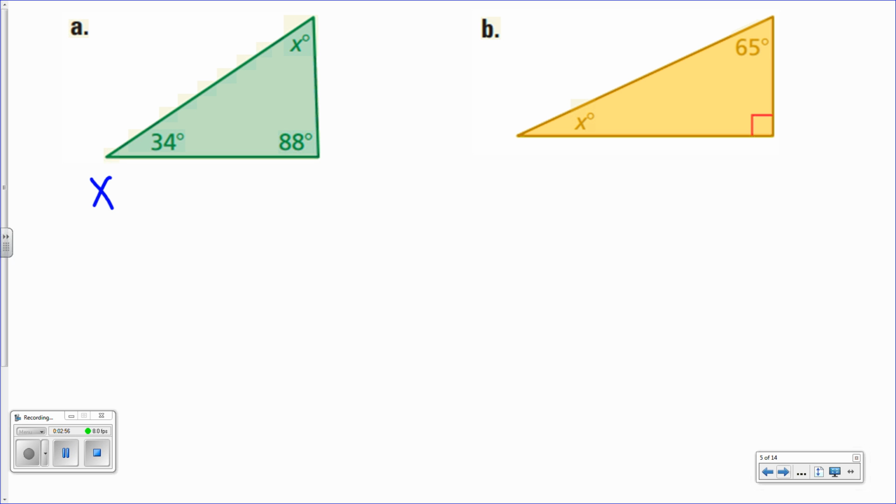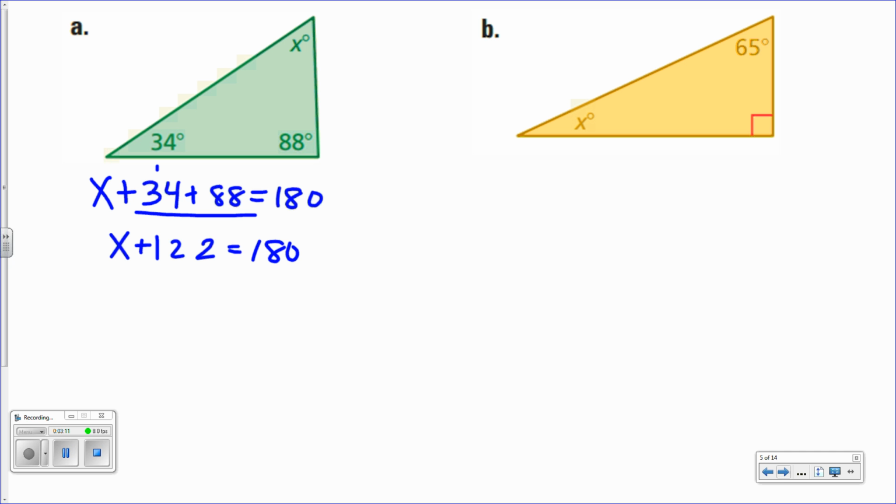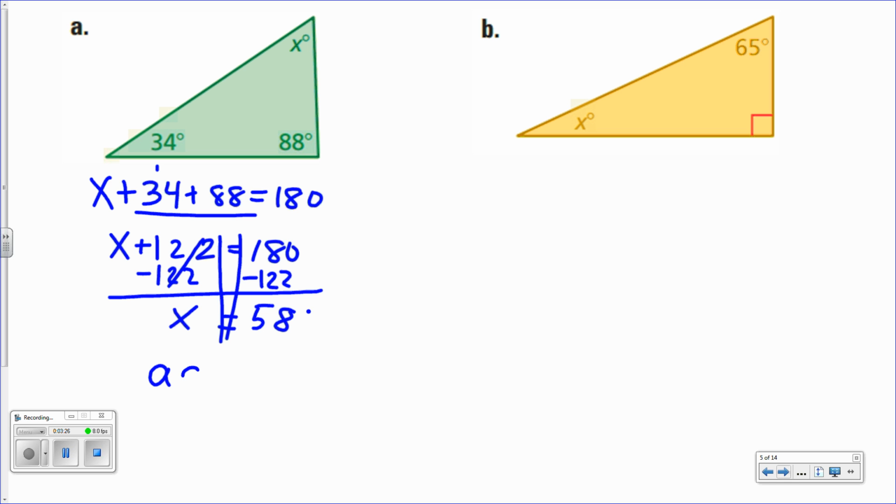Okay, on this angle, you should have said that x plus the 34 plus the 88 equals 180. Always equals 180. When you add 34 plus 88, let's say 8 plus 4 is 12. Carry the 1. So you have 122. Then you're going to go ahead and subtract that 122 to get your x all by itself. And in this case, x is going to equal 58 degrees. So you look at all those angles, and they're all less than 90. So you would say this is an acute triangle. And you notice that none of the sides are the same, so it is scalene.